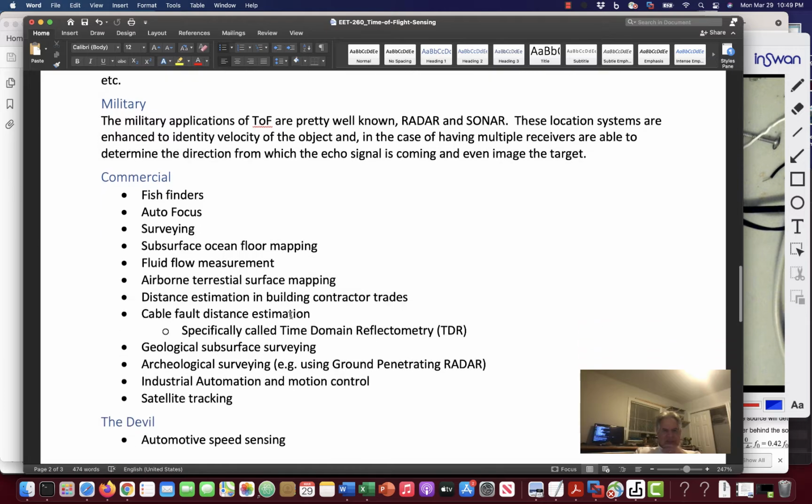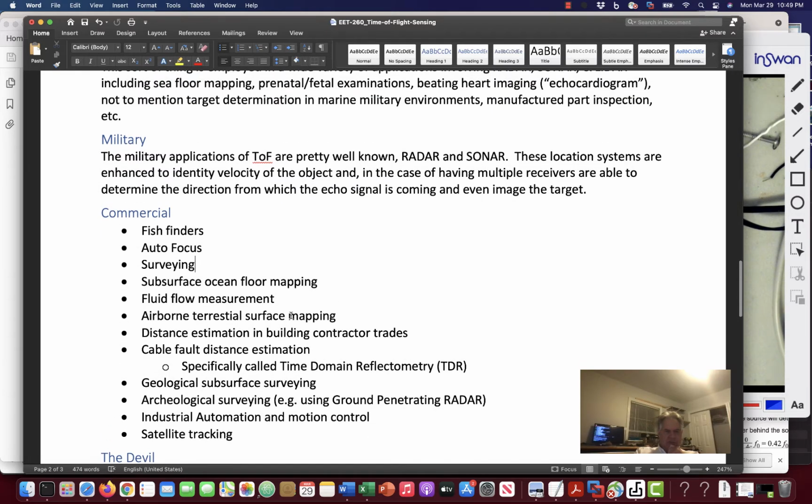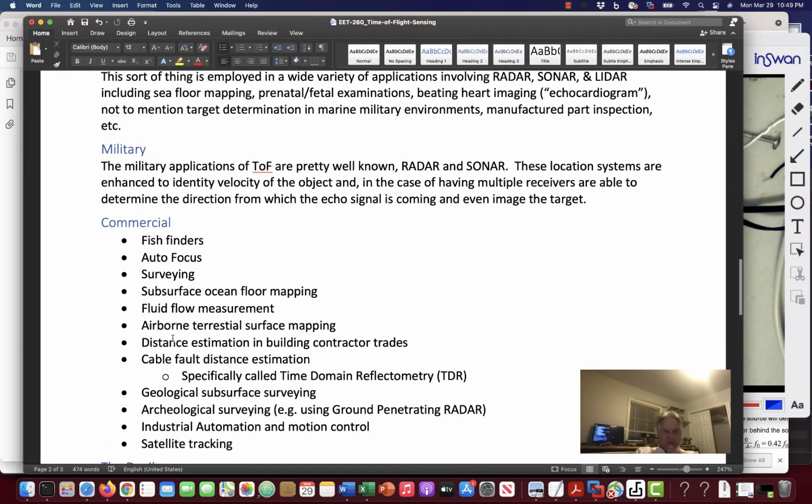What else do we have here? Just time of flight distance estimation in building contract trades. I mentioned the kind of estimator things that they have. A contractor can go in and get the square feet of a room really quickly with these things, at least approximately anyway. Cable fault distance estimation.